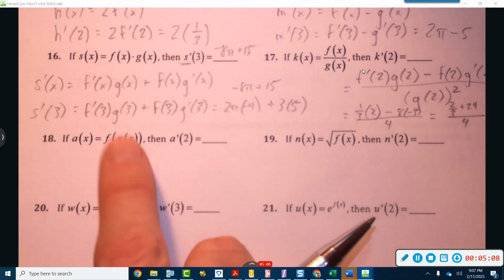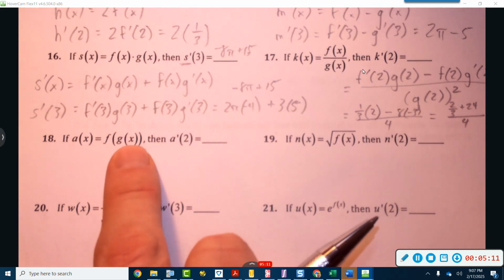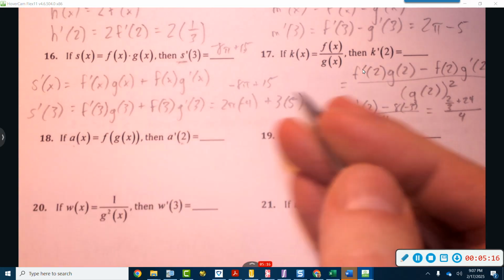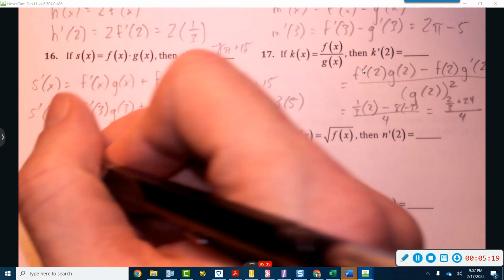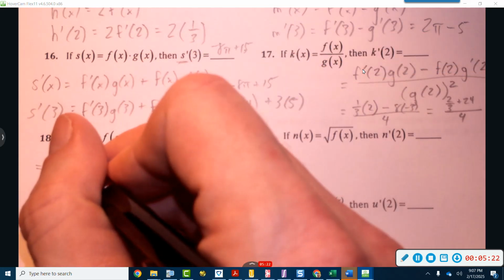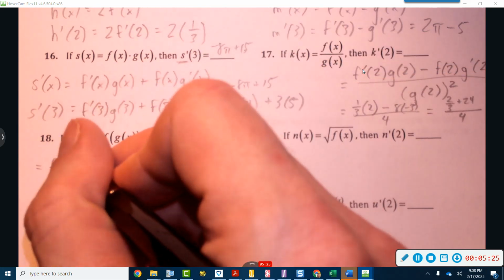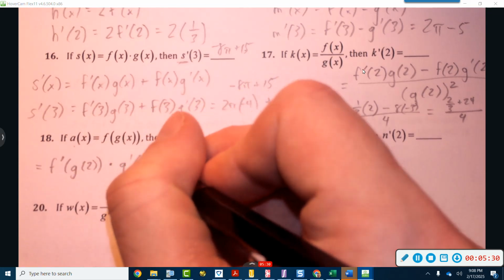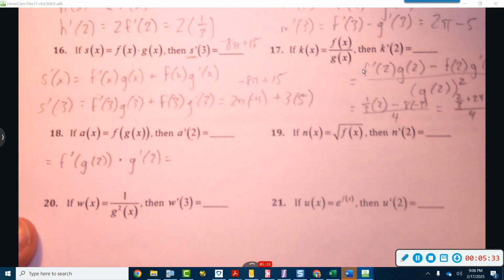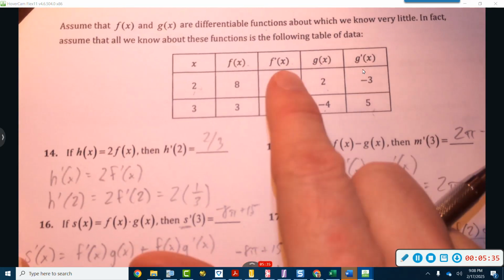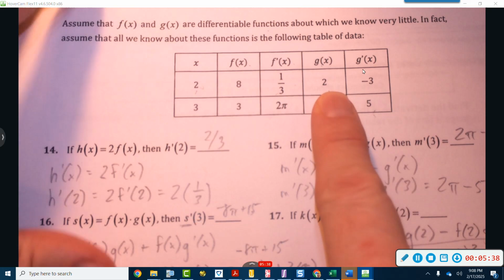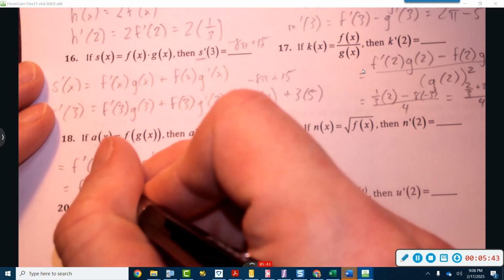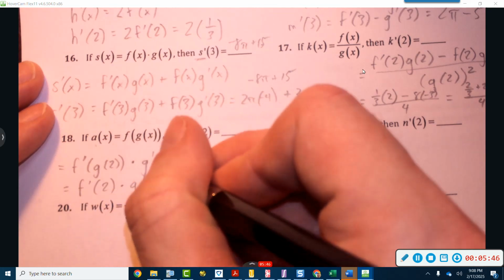Okay, we got a function in a function. That's the chain rule, because you got a function in a function. So let's go ahead and plug in a 2 here, because we do need the derivative of a. So that equals f prime of g of 2 times g prime of 2. Okay, so let's figure out what g of 2 is first. G of 2 is 2. Now that means I need to find f prime of 2 times g prime of 2.